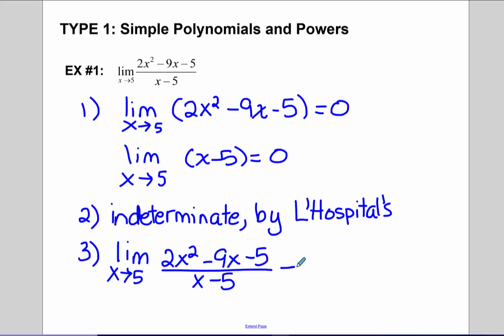5 and show that I can rewrite that as the derivative of the numerator divided by the derivative of the denominator. Okay, so this is proper format.